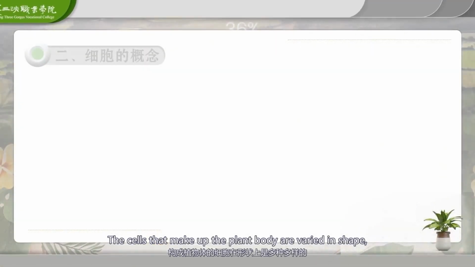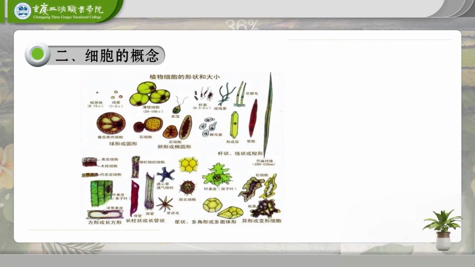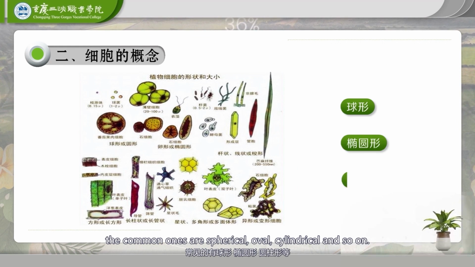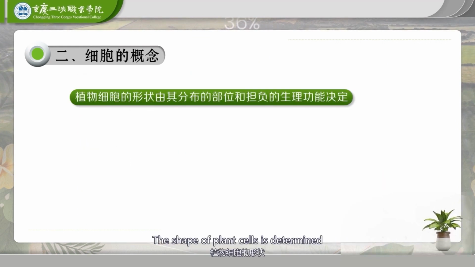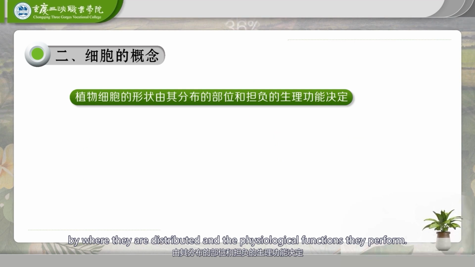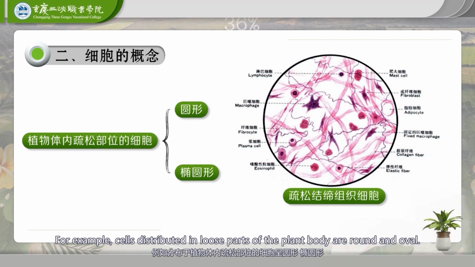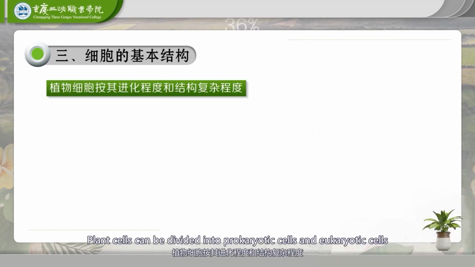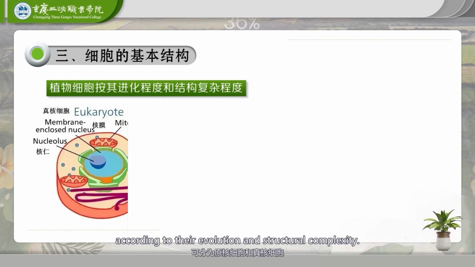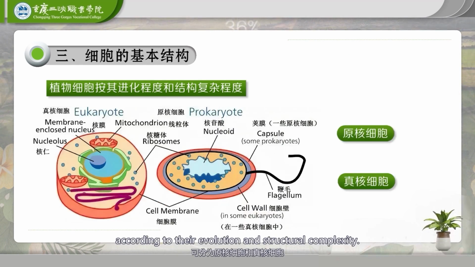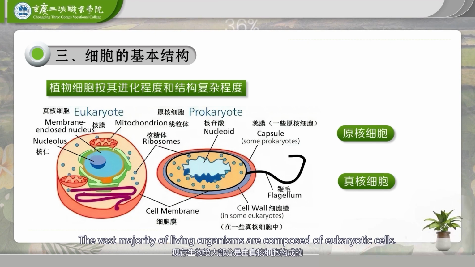The cells that make up the plant body are varied in shape. The common ones are spherical, oval, cylindrical, and so on. The shape of plant cells is determined by where they are distributed and the physiological functions they perform. For example, cells distributed in loose parts of the plant body are round and oval. Plant cells can be divided into prokaryotic cells and eukaryotic cells according to their evolution and structural complexity. The vast majority of living organisms are composed of eukaryotic cells.